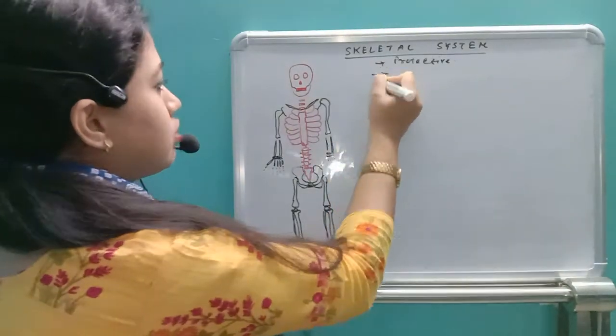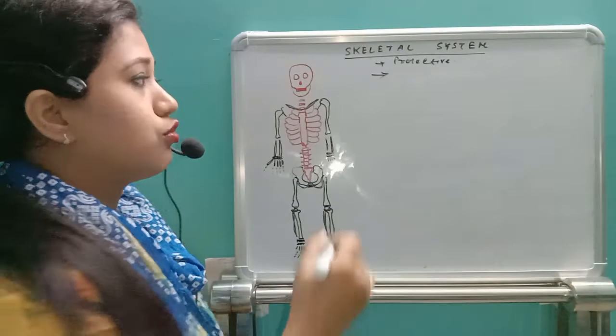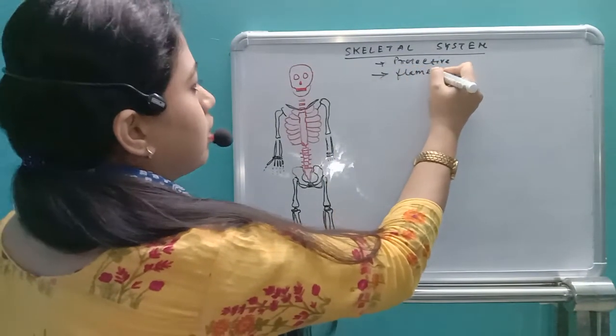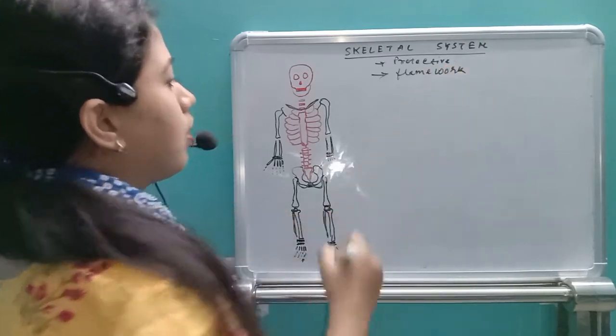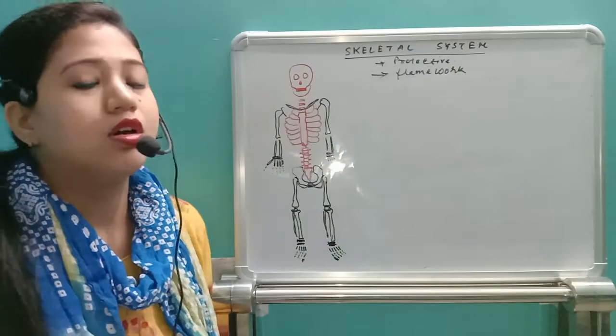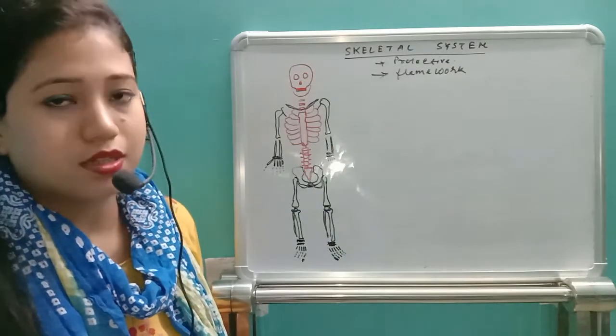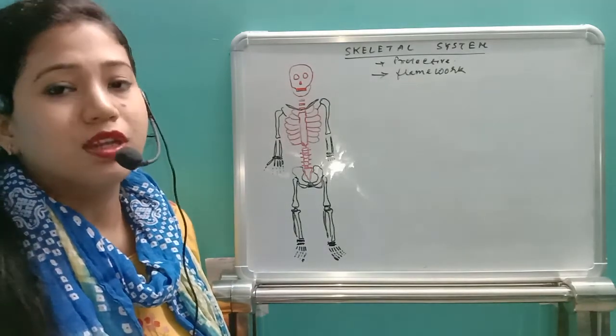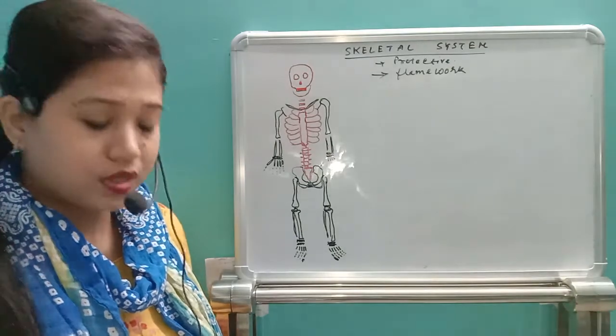And the second thing you need to know is that it is also the framework. It forms the framework of our body. It gives the shape to the individual or that species. Okay, so our skeletal system is going to be divided into two parts. So what are the two parts?